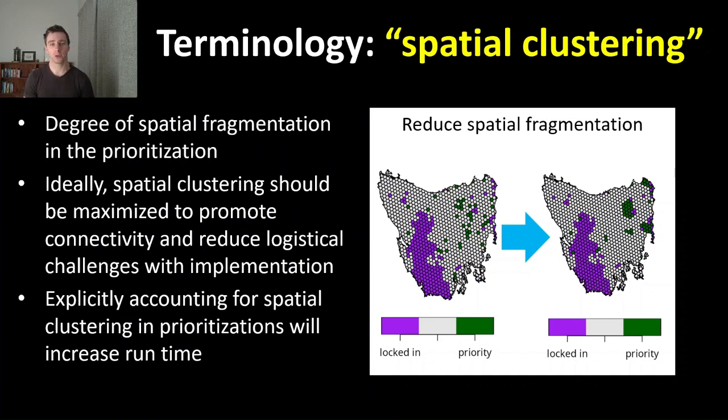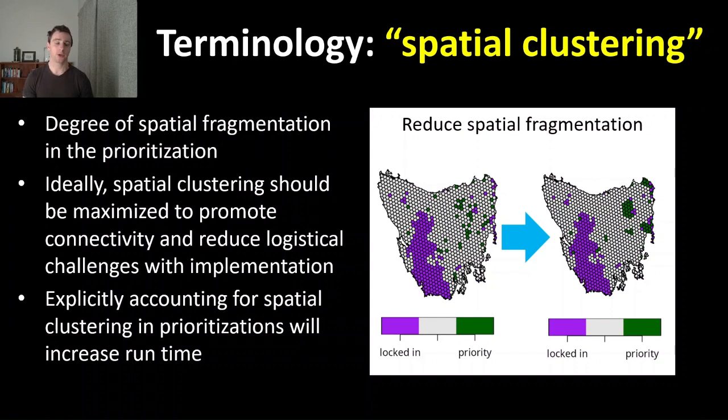This is also thought to reduce logistical challenges because conservation managers don't have to manage a large number of sites across a large area and can instead focus on fewer, larger sites. That being said, these are just rules of thumb, and there can be many cases where having a high degree of spatial fragmentation can actually promote connectivity and may also be more amenable for reducing logistical challenges.